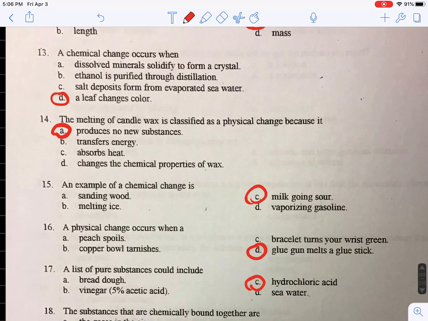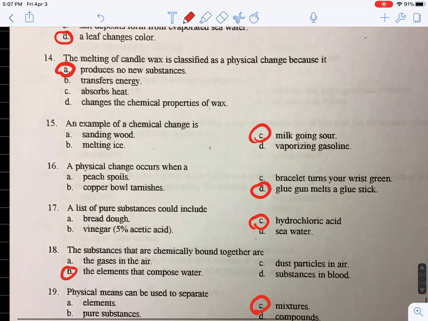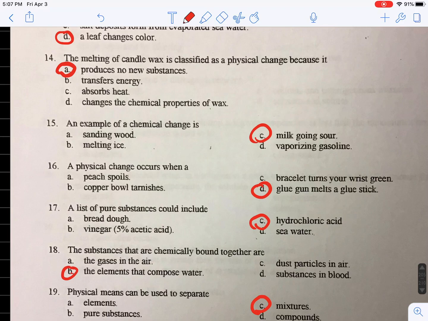Number 13, chemical change occurs when, and again, D would be color change. That's one of the 4 signs of a chemical reaction. Dissolving just means separating the particles, but they're still the same particle. Distillation means separating 2 liquids based upon boiling point, but they're still the same 2 liquids. And salt deposits form from evaporated seawater. Again, the salt was in the seawater. We're just separating it from the water. We're not changing it.